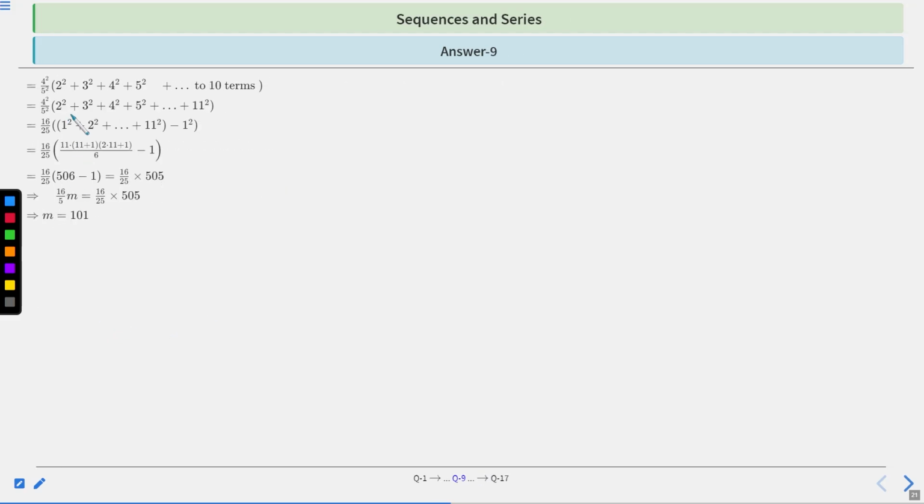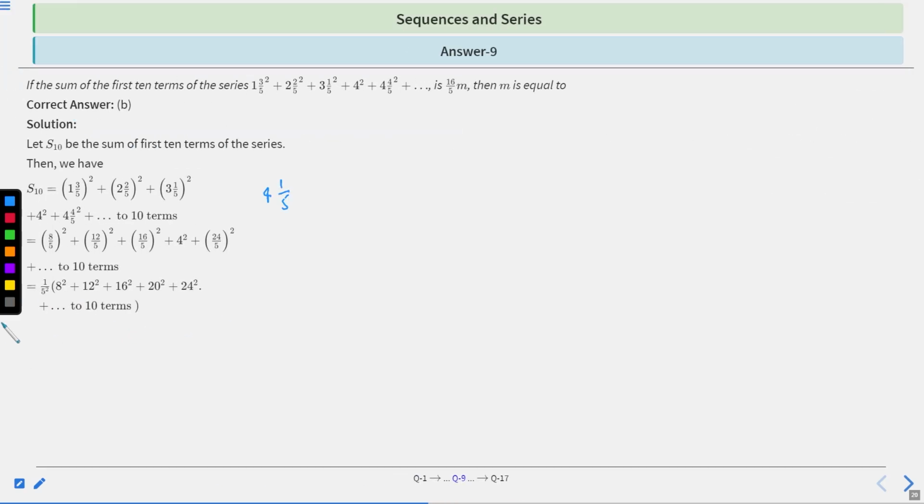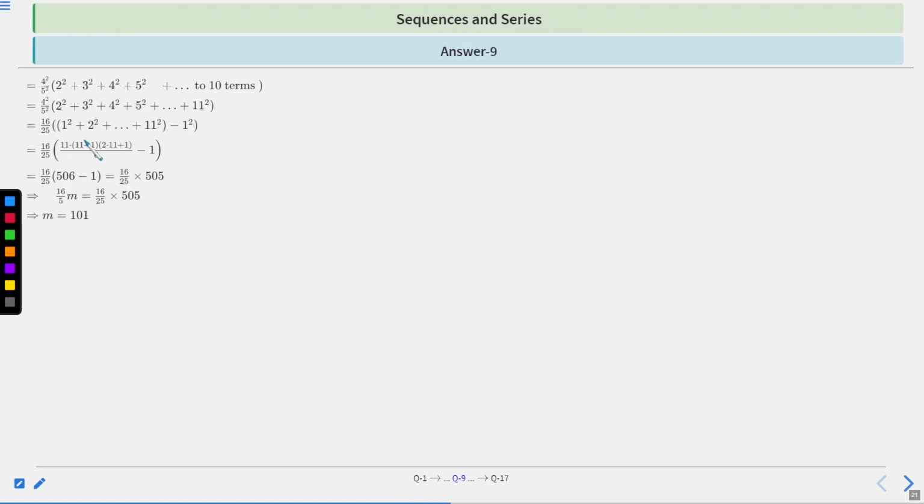Now, again take 4 square as common. So when we take 4 square as common, we get 4 square upon 5 square, 2 square plus 3 square plus 4 square till 10 terms. So 4 square upon 5 square, it is starting with 2, so the 10th term will be 11 square. So 4 square upon 5 square, 2 square plus 3 square till 11 square. So it is 16 upon 25.